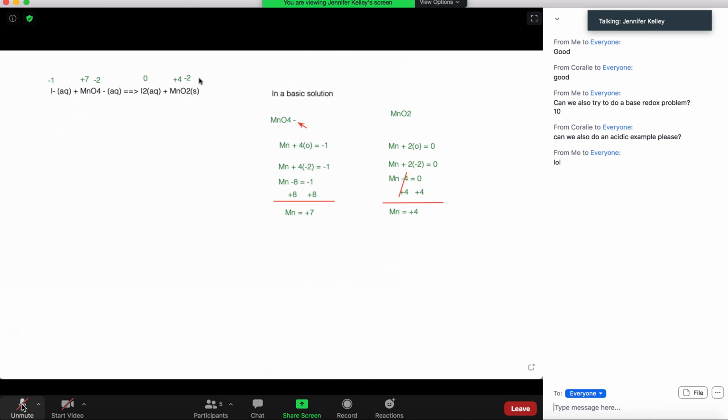Okay, so with oxygen, we've got 2 oxygen in MnO2. We don't put -4 as the oxidation number. We put -2 because we always just want to put the oxidation number of just one of them. Okay? Now, anybody have any ideas as to what the next step is?